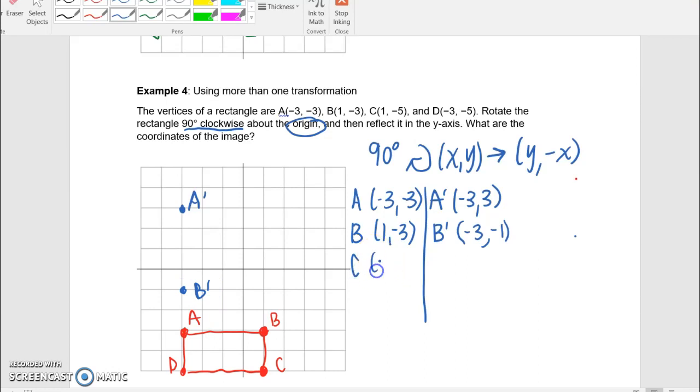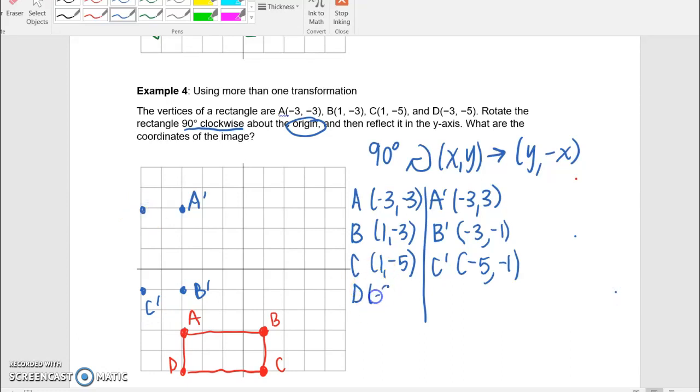C is at 1, -5. So they flipped their order. That -5 that was in the Y spot moves to the X spot and stays what it is. The X value 1 moves to the Y value and becomes its opposite. So -5, -1 for C prime. And then I'm sure you guys can decide where D would be.